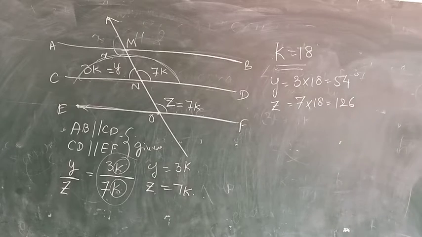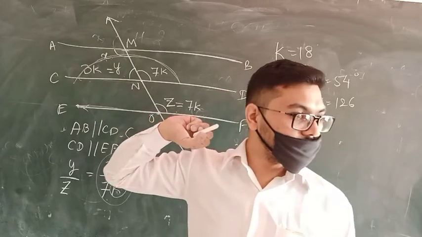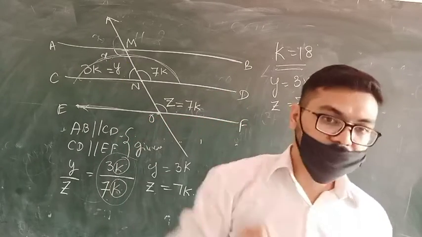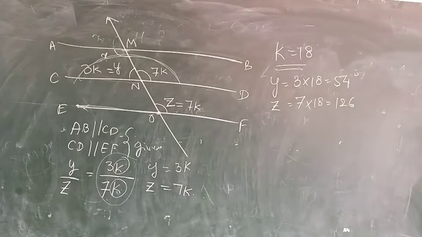What should be the value of X? 126. 54. Value of Z is 54 is wrong. 126. Correct. The reason? Z is equal to X.